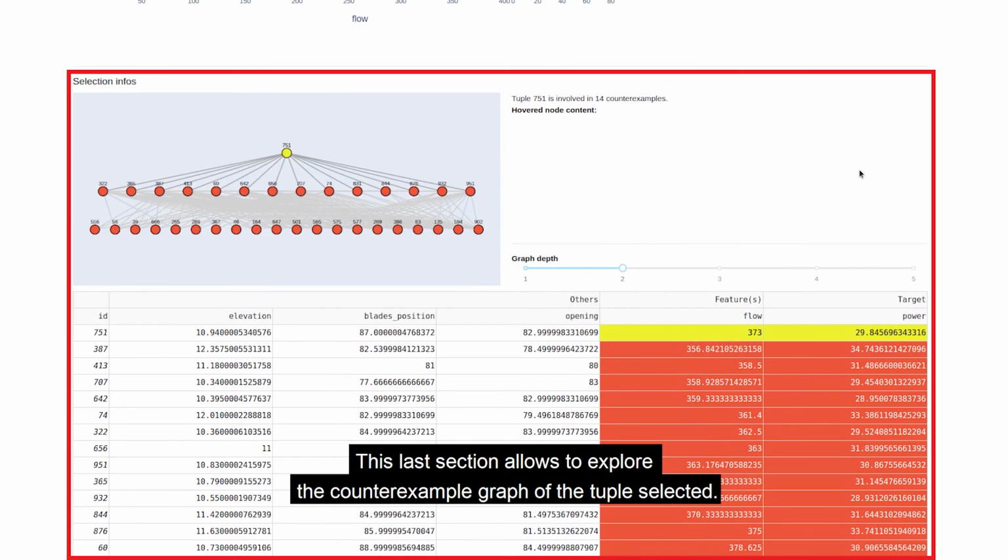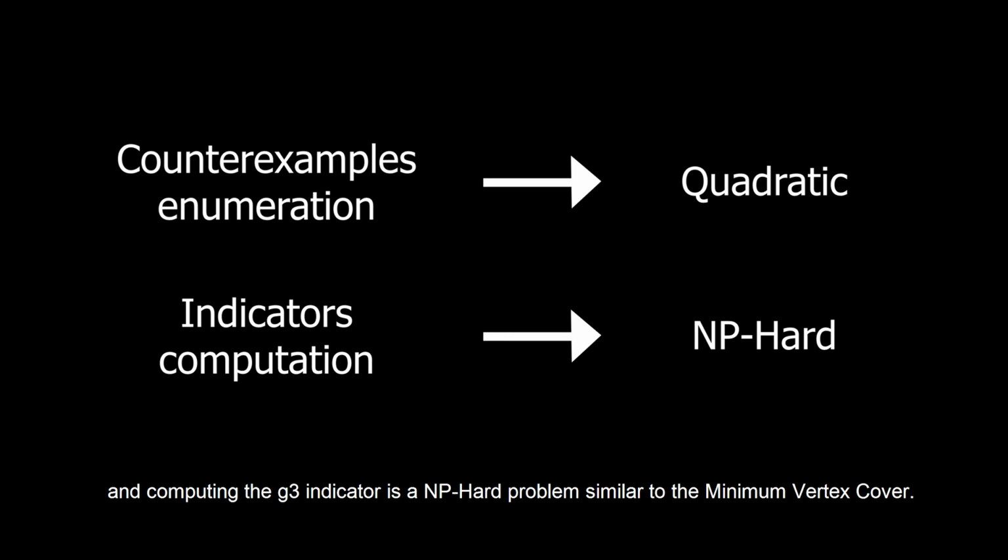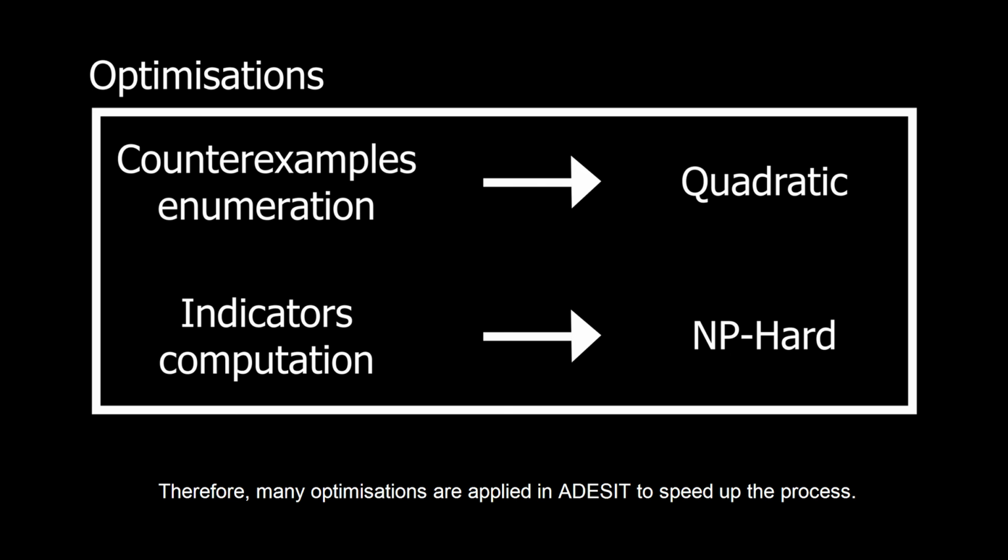This last section allows you to explore the counterexample graph of the selected tuple. Note that enumerating all counterexamples is quadratic in the number of tuples, and computing the G3 indicator is an NP-hard problem similar to the minimum vertex cover. Therefore, many optimizations are applied in ADESIT to speed up the process.